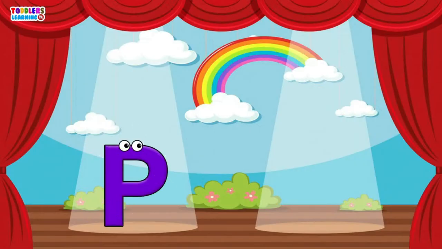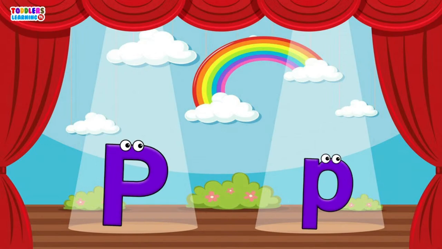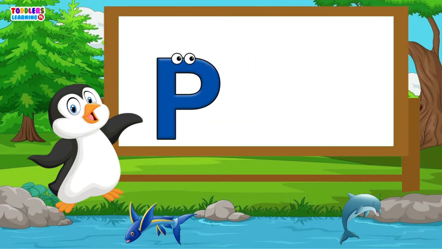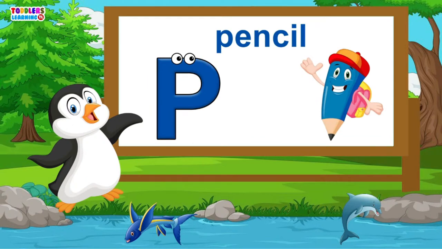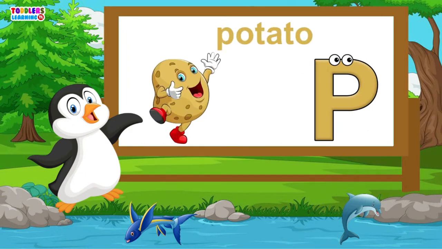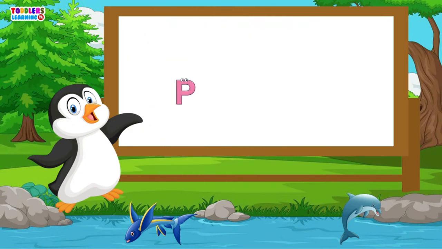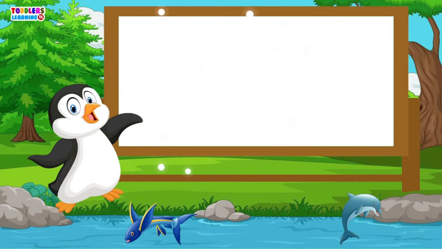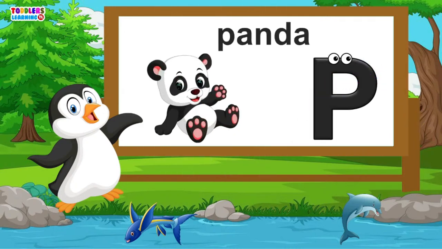This one is uppercase P. This one is lowercase P. Today we will learn different words that start with letter P. P. The sound of P is P. P for pencil. P for potato. P for pillow. P for panda.